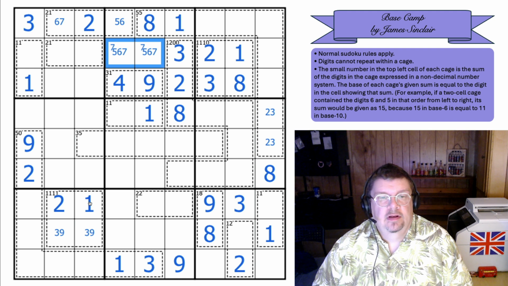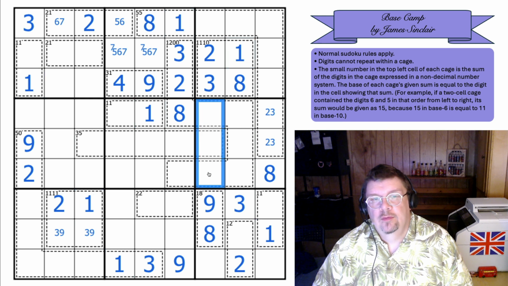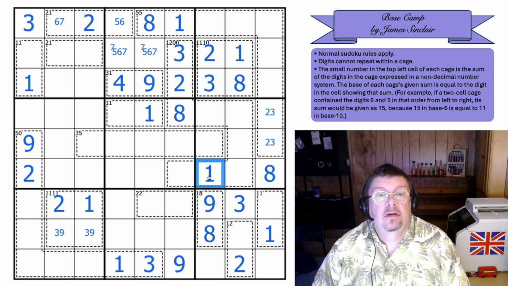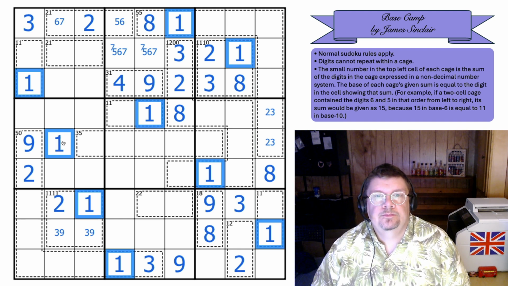Right, let's see if I can clean up some 1s. Okay, in this column we need a 1 in one of those, but if that were a 1, we would have no possibility for a 1 in this cage, which is 9 cells. So that can't be a 1, so that's the 1. And then in this box, this column, that has to be the 1. All right, that's finished off our 1s, I think.